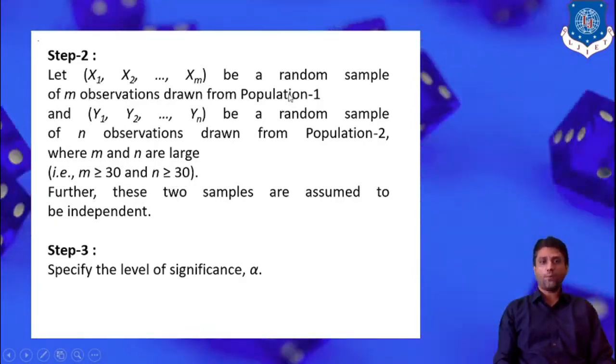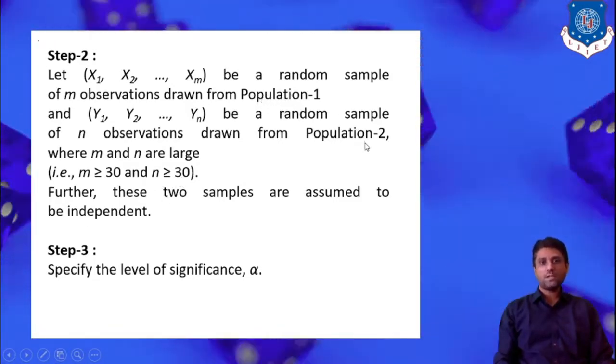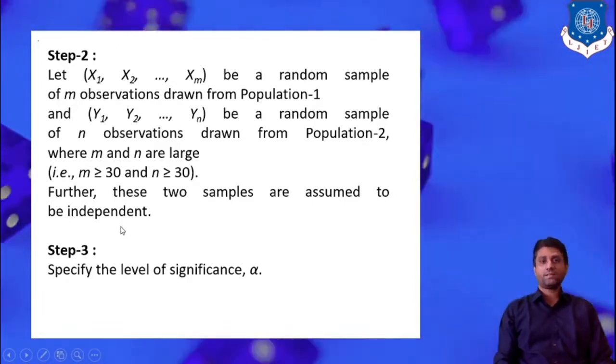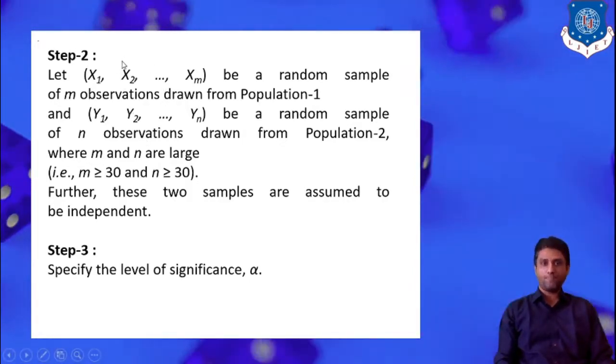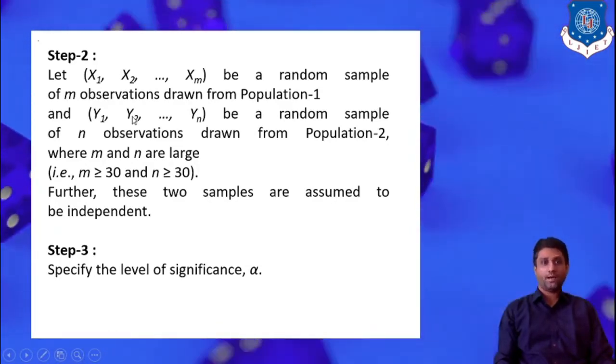That is, both population 1 and population 2 give large samples, and definitely population 1 and population 2 are different. That's why we have to highlight that both random samples are independent. There is no common sample, that is, xi is not equal to yi for any of the observations.